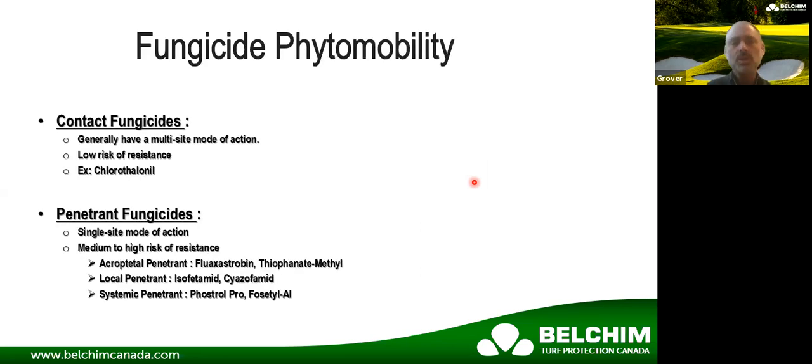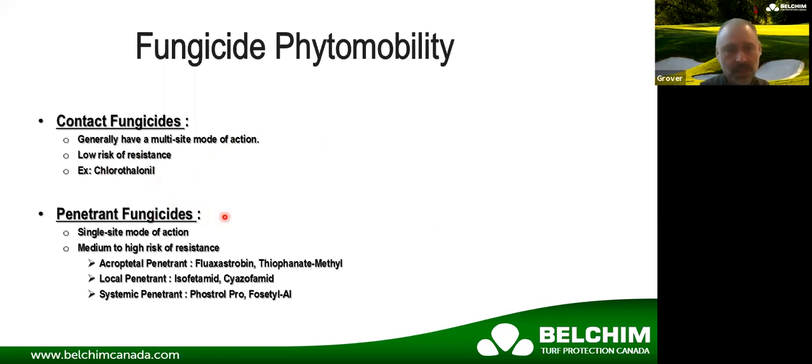Typically when we talk about fungicide phytomobility, there are two types: your contact fungicides and your penetrant fungicides. Your contact fungicides generally have a multi-site mode of action, and because of that, in terms of resistance risk, they're deemed low risk. Probably the most notable example of a multi-site fungicide would be chlorothalonil.